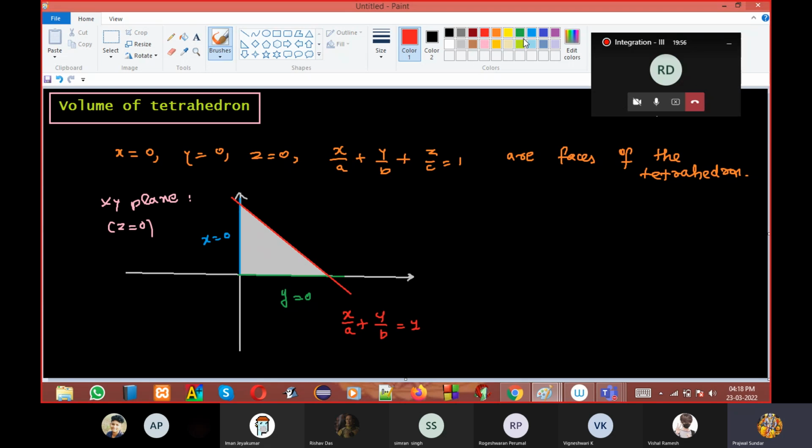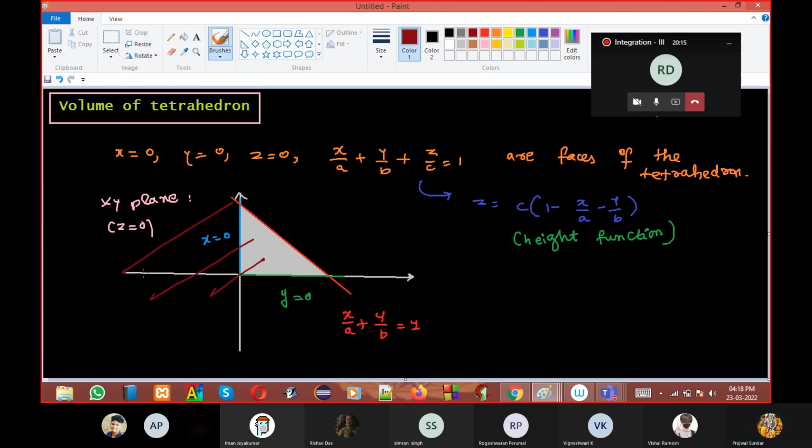And for this, can I say I am having a height function? What is z from this? Can I say this is the height function? Think. Each point on this I will extend in 3D using this height function. So some tetrahedron will get created like this. I can't draw it, it's difficult to draw. You can draw it and see. So I'll write integral dz, z from 0, as z is 0 given here, to c into 1 minus x by a minus y by b.